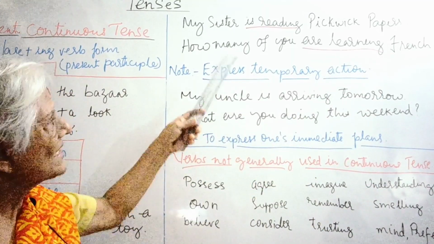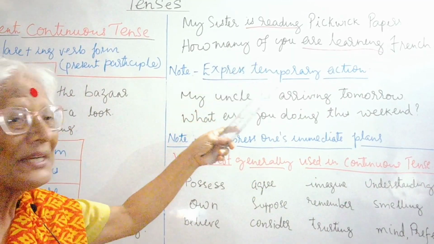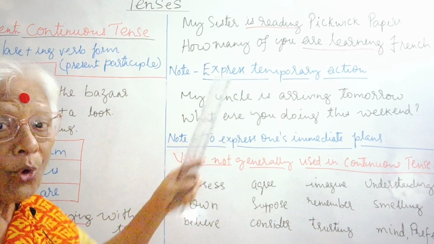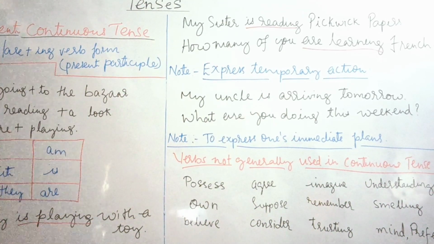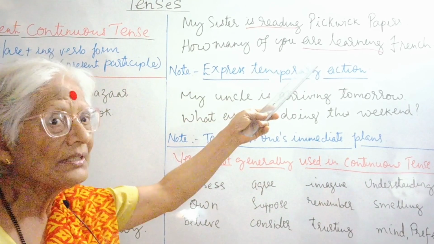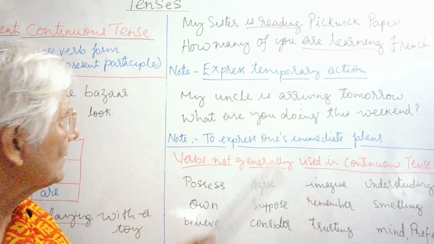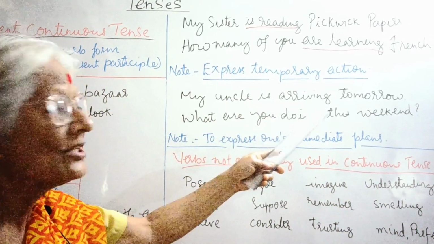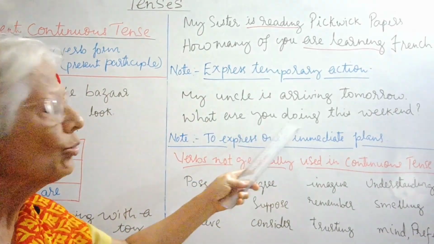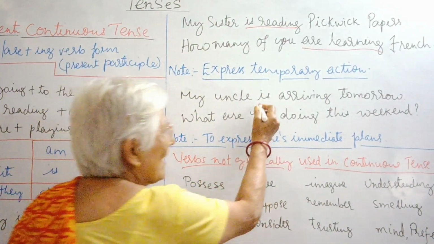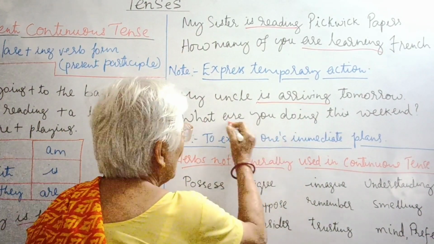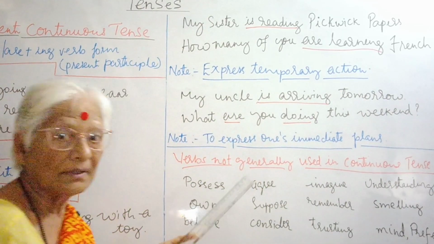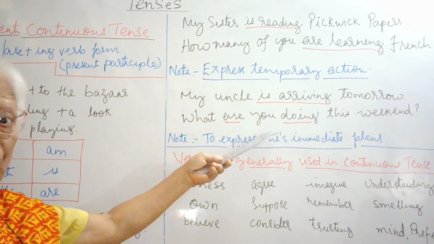Okay, so this expresses a temporary action, which you always have to remember, because here we said it explains action in progress at the time of speaking. So, temporary action at the time of speaking. My uncle is arriving tomorrow. What are you doing this weekend? Is arriving. Are doing. Look at the verbs. We have used a pronoun in between.